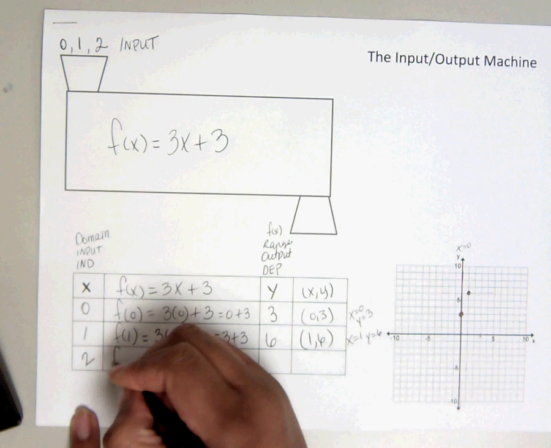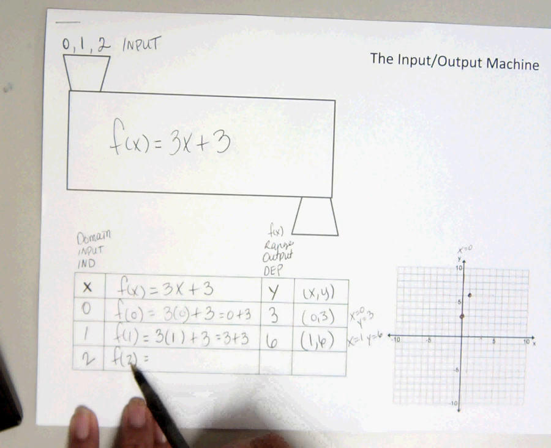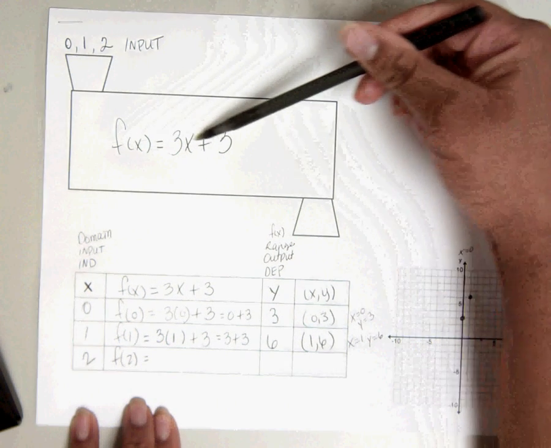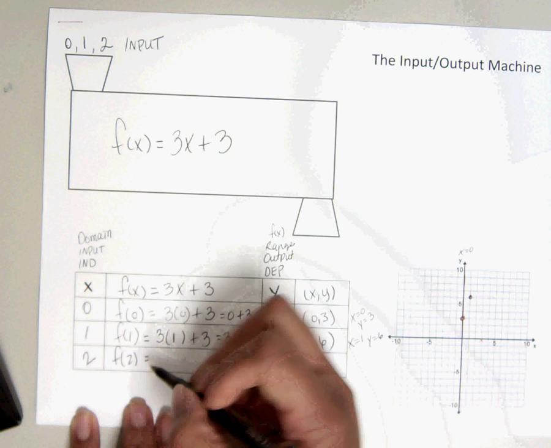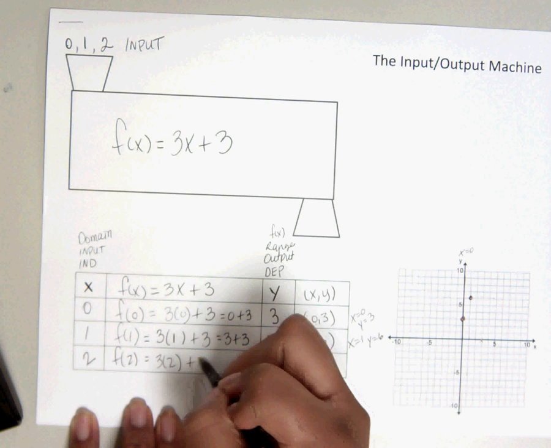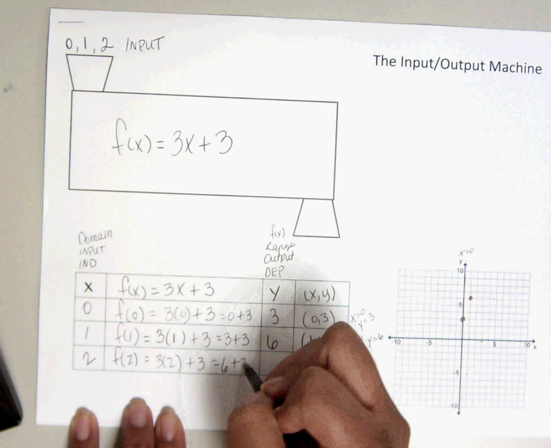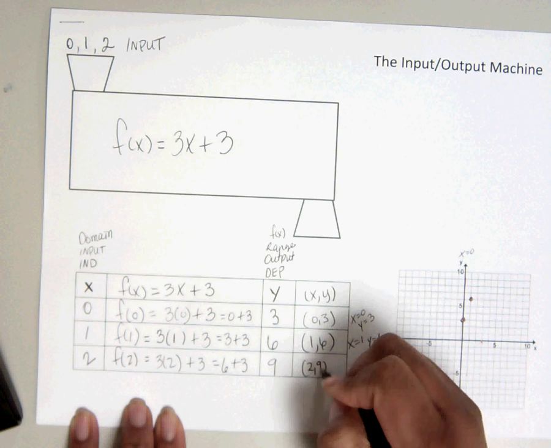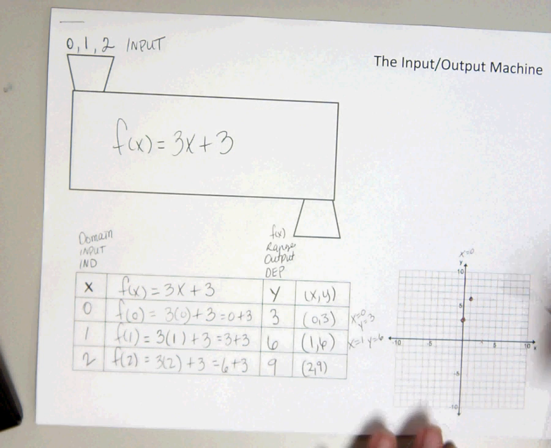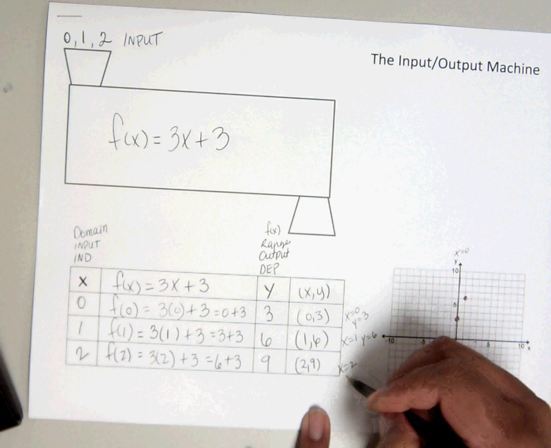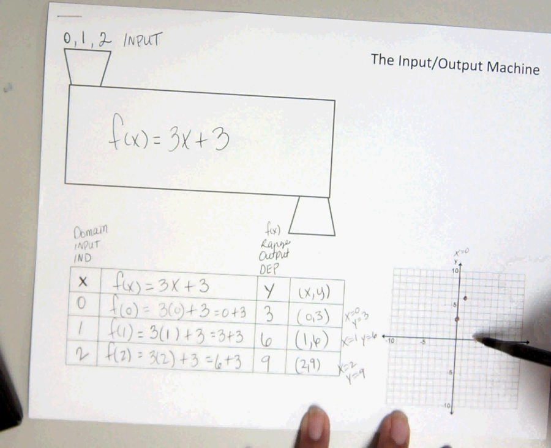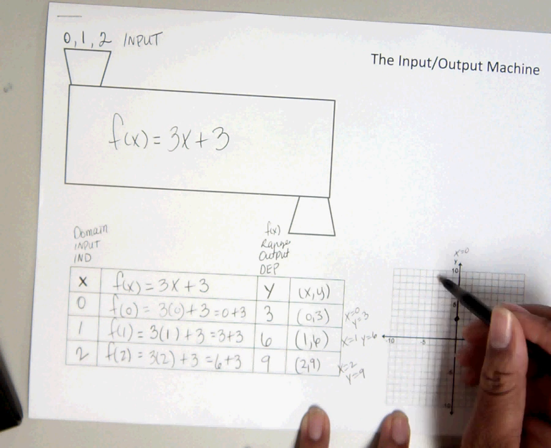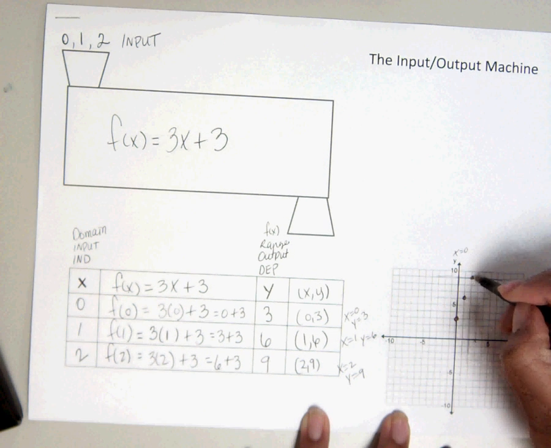Now we do 2. Plug it into the function. That's what it means. Put 2 in the function. So 2 is going to go through my function machine, my input and output machine. And it's 3 times 2 plus 3 is 6 plus 3, which is 9. So the point is 2, 9. So I need to graph 2, 9. That's x equals 2, y equals 9. So x equals 2 is here. y equals 9 is here. So there's my point.